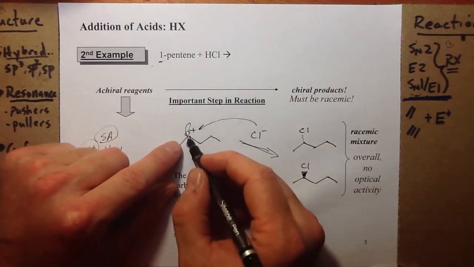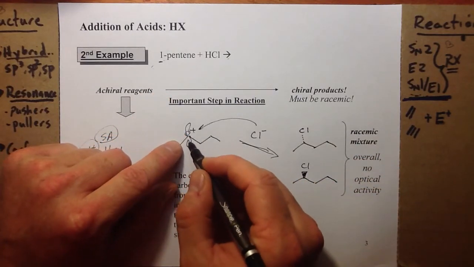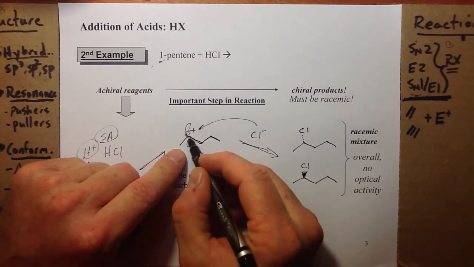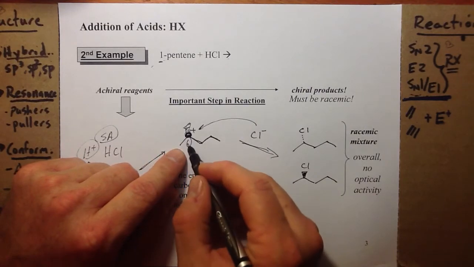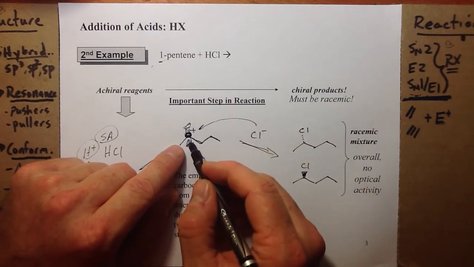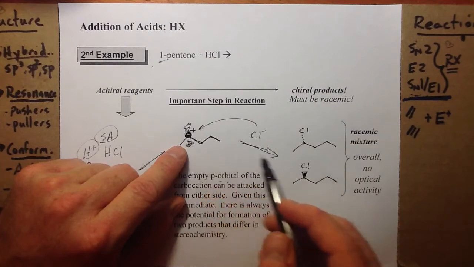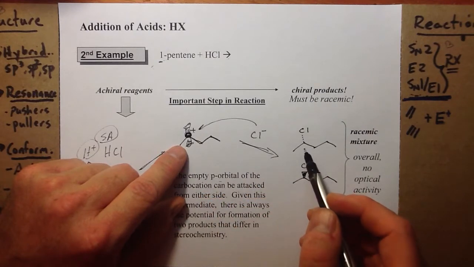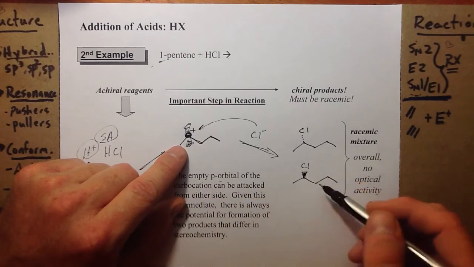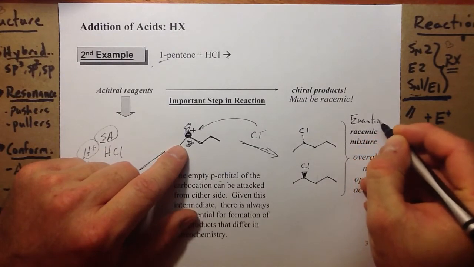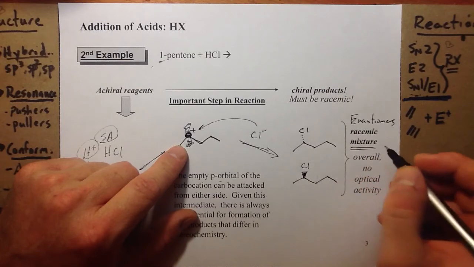Now, again, I showed the p orbital from a side view, but if we have these carbons in the paper, that p orbital is sticking straight out towards you. So we can come in from the front, that would give us this product. Or we can come in from the back, that would give us this product. These are not the same. They are enantiomers.